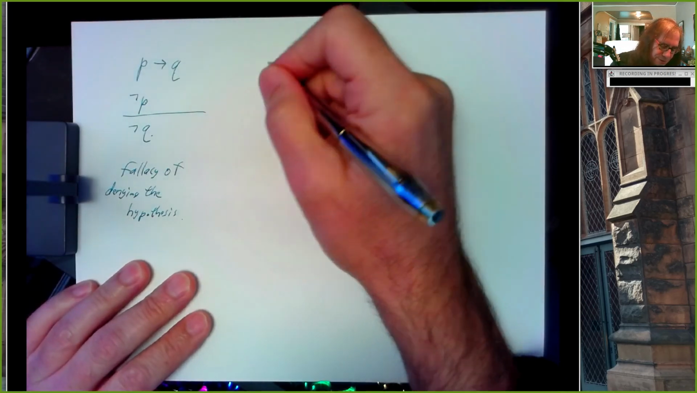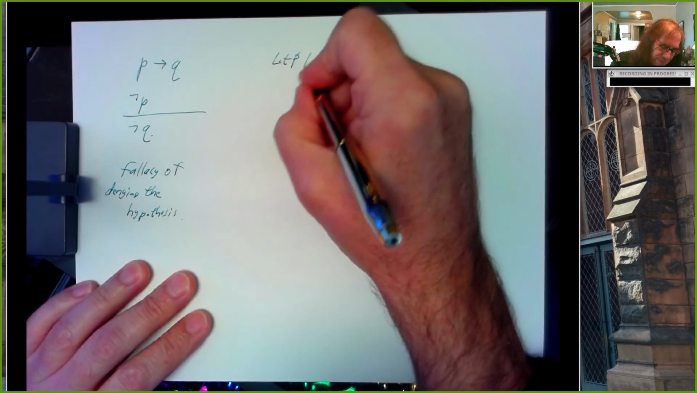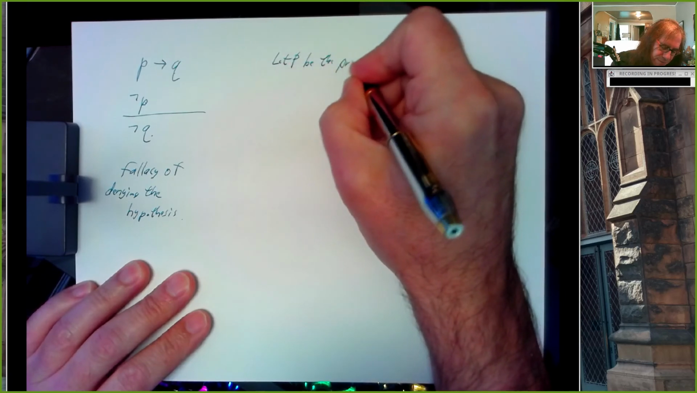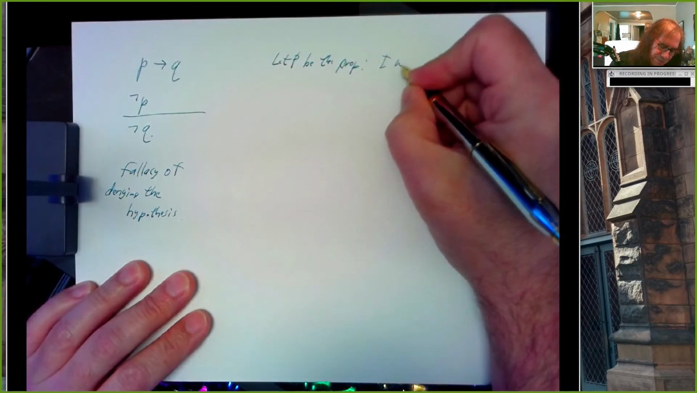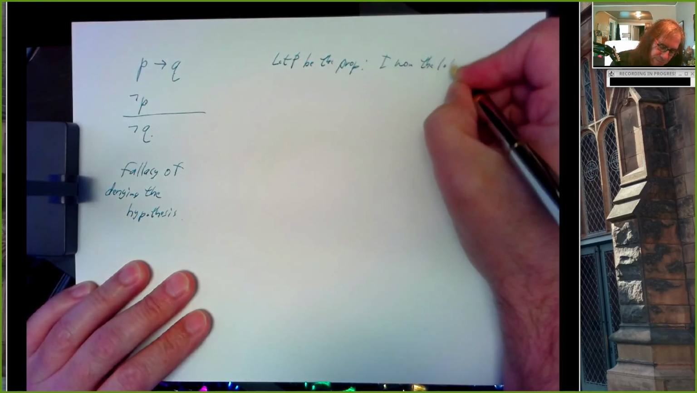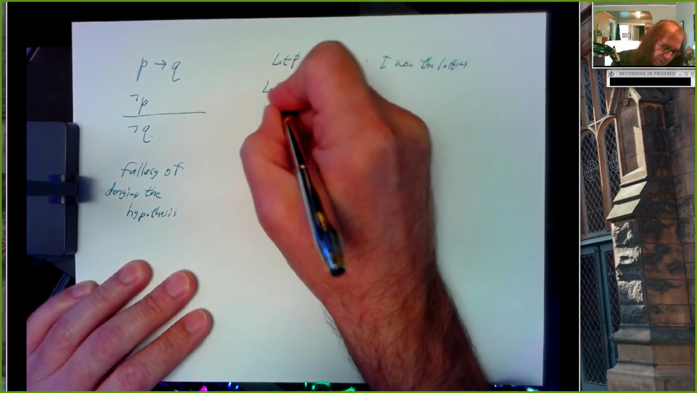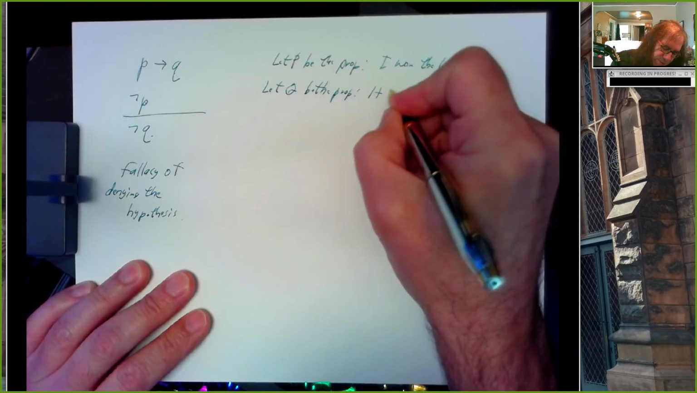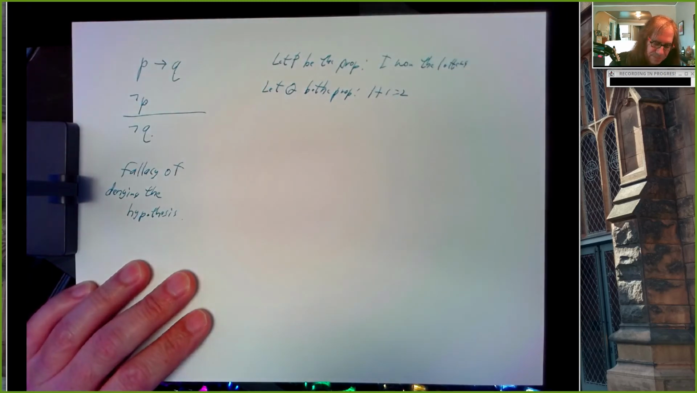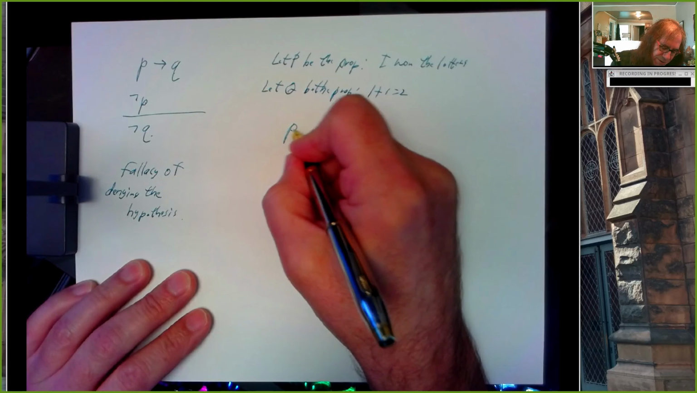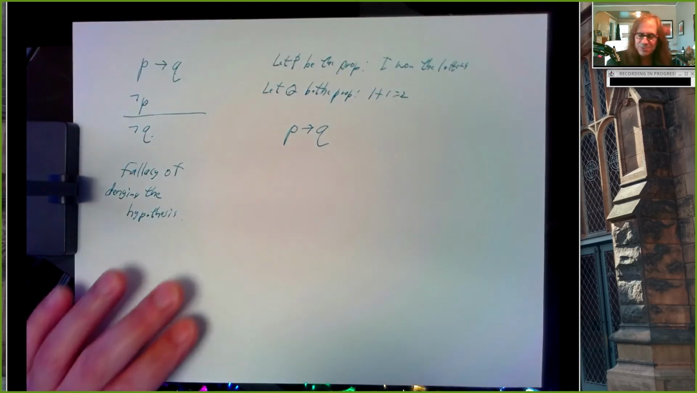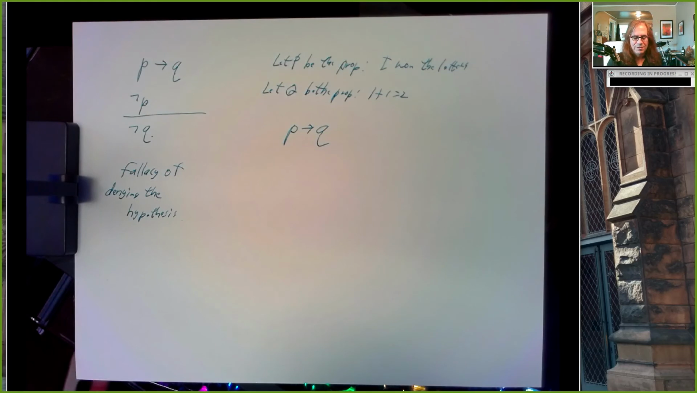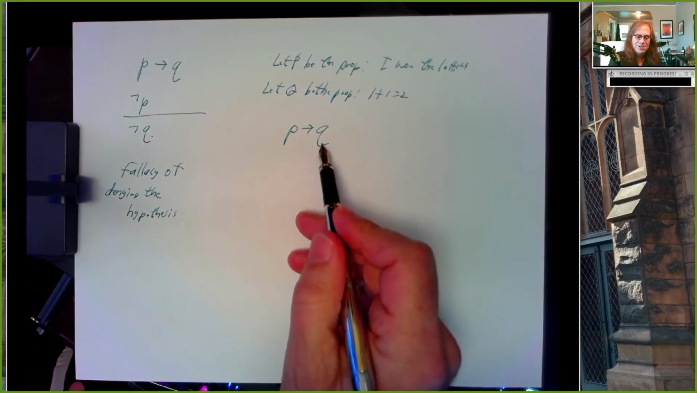All right, so example, let P be the proposition I won the lottery. Let Q be the proposition 1 plus 1 equals 2. Well, I think you'll agree that if I won the lottery, 1 plus 1 equals 2. Right? If I win the lottery, I'm not going to change the law and suddenly make 1 plus 1 equal to 3 or something, right? So this is certainly a true statement, right?